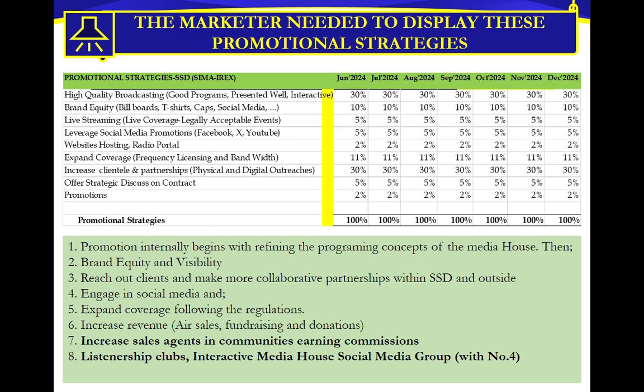They also needed to display knowledge of brand equity and visibility, that the radio and television needed billboards, t-shirts, capes, and social media engagements to promote its brand. Then they also needed to display knowledge of the ability to live stream sessions, and which sessions, for example, are authorized for live streaming by the Uganda Communications Commission and the communication commissions of states and countries. They also needed to show that when you leverage media such as Facebook, X, YouTube, you can have more audience as well. Website hosting and radio portals, they also needed to know about them.